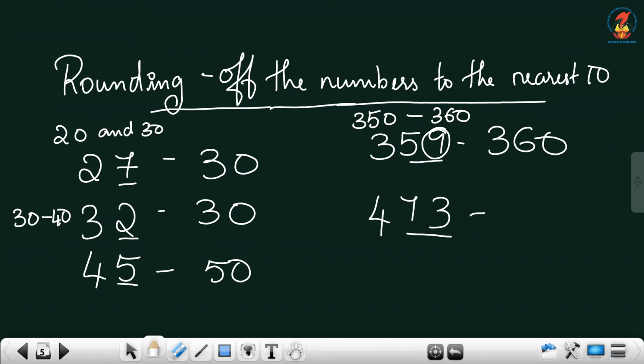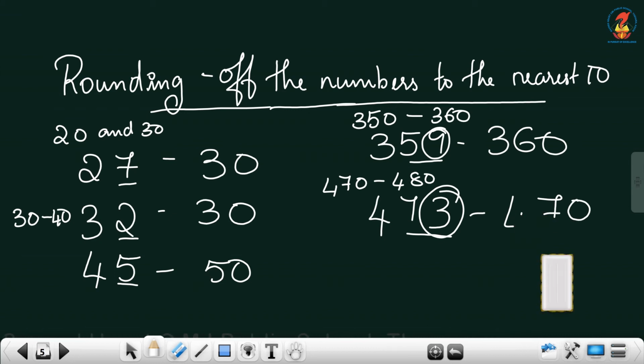473. 3 is weak enough, so we'll move down to the same 10. 473 is in between 470 and 480. So 470 is the nearest to 473. So got it?